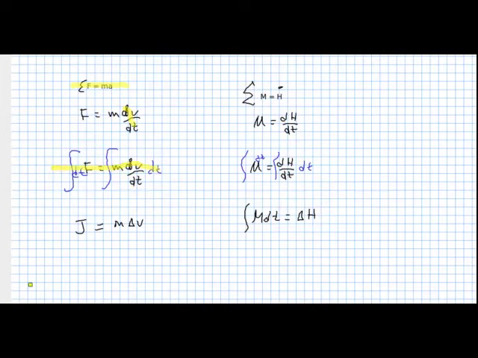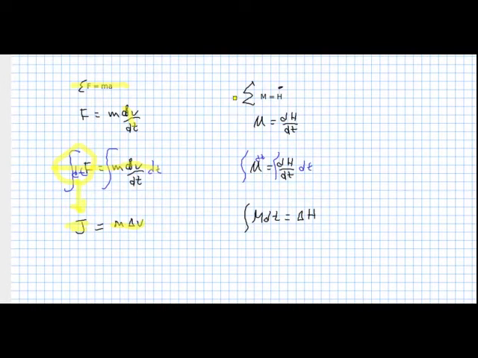Integrate both sides, and we declare this left side, the integral of F dt, we just give that a name and call that impulse, J. And then on the right-hand side, after we integrate both sides with respect to time, we just get m times the integral of dv. The integral of dv is v. And when you put in your limits from v1 to v2, you just get the change in velocity. So impulse is mass times the change in velocity.